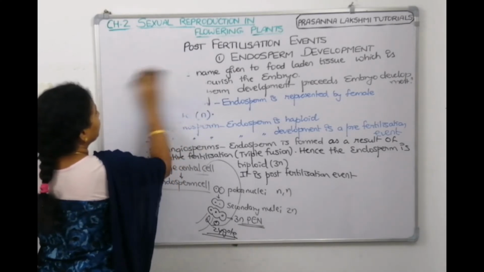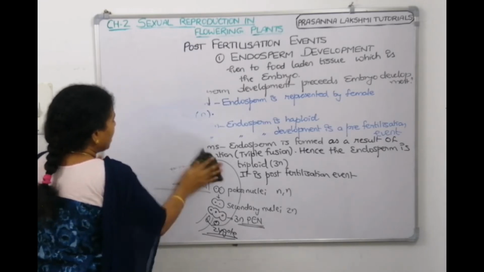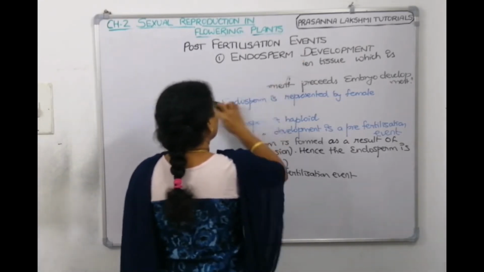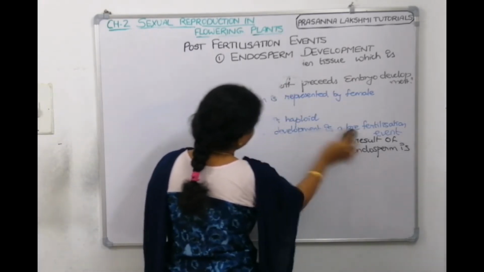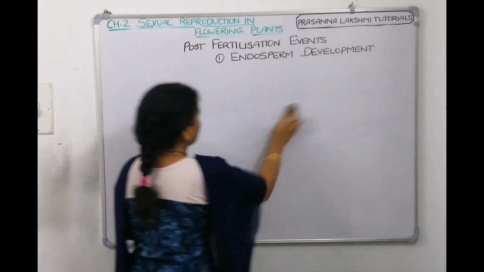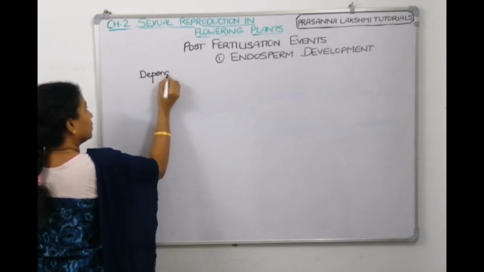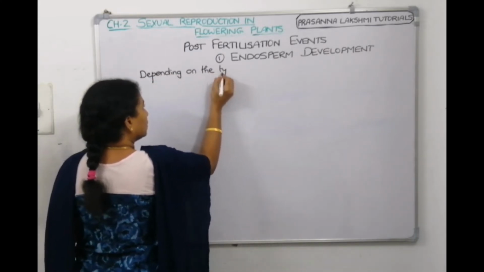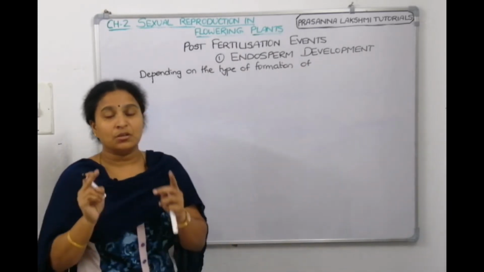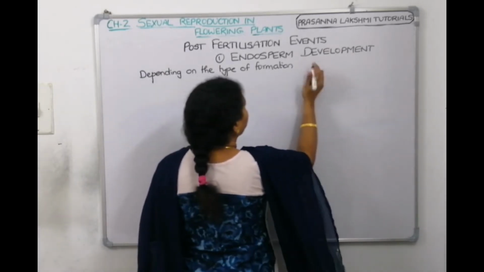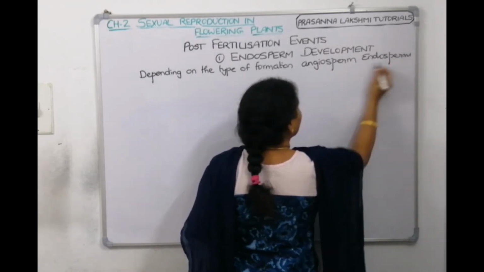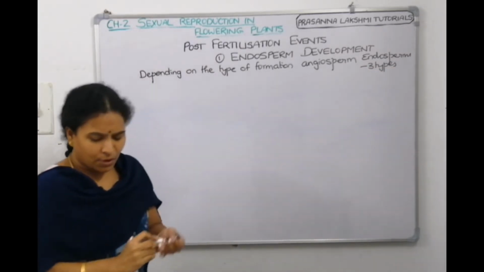Now, let us see the types of endosperm. Depending upon the type of formation, angiospermic endosperms are of 3 types. Let us see what the 3 types are.